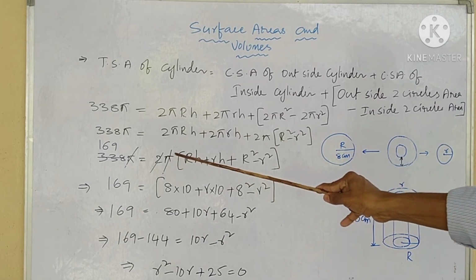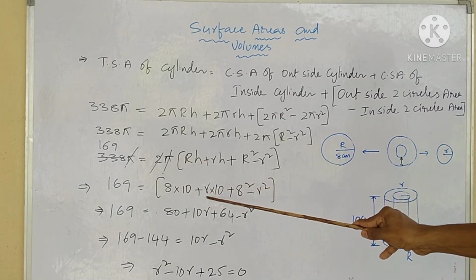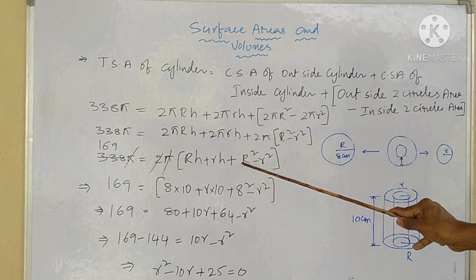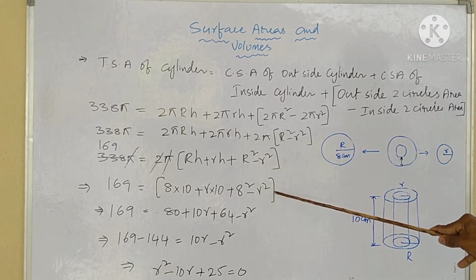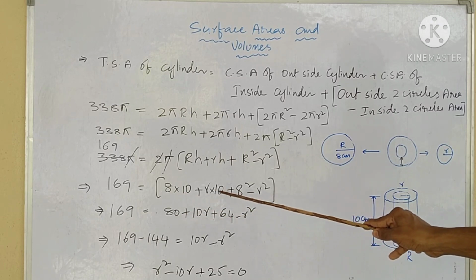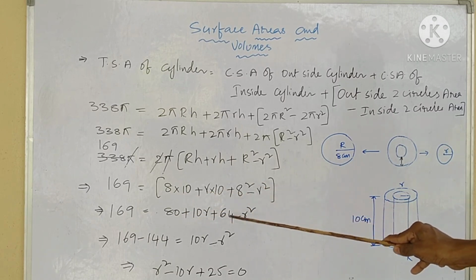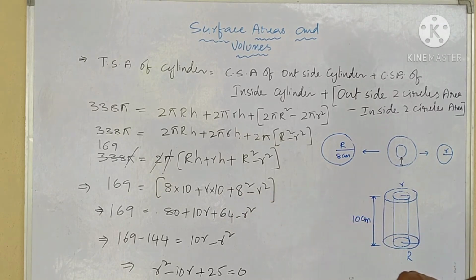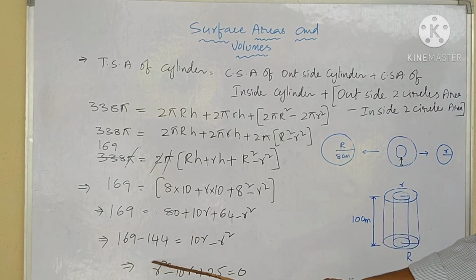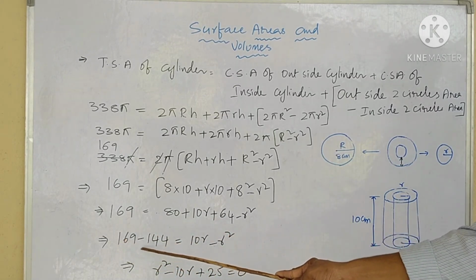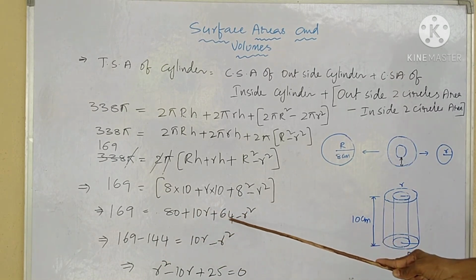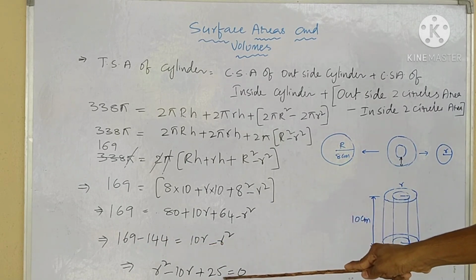Substitute the values: capital R is 8 centimeters and height of the cylinder is 10 centimeters. So 8 into 10, plus small r, we don't know the small r value, into height 10 centimeters, plus capital R square, 8 square, minus small r square. So 169 equals 80 plus 10r plus 64 minus r square. Here 80 plus 64 is 144. Transpose this 144: 169 minus 144 is 25, and the remaining terms are 10r minus r square.